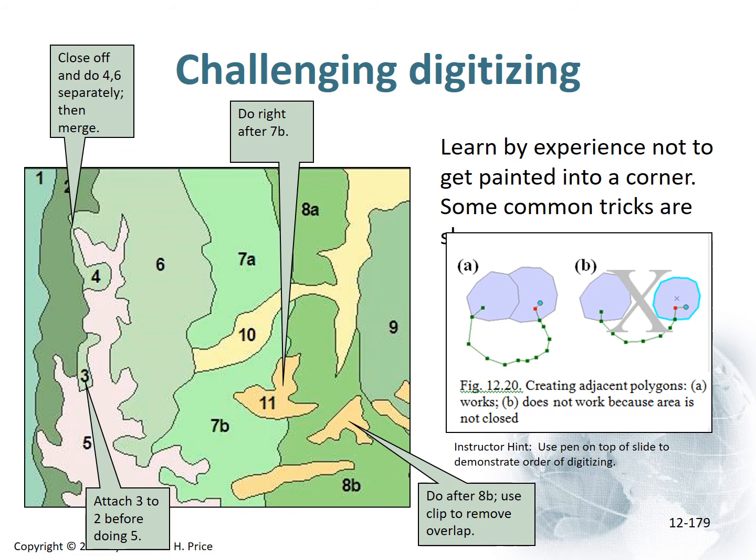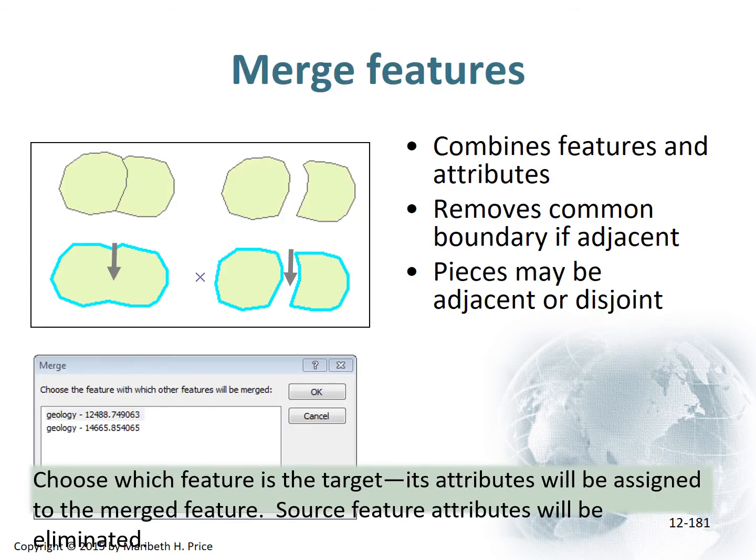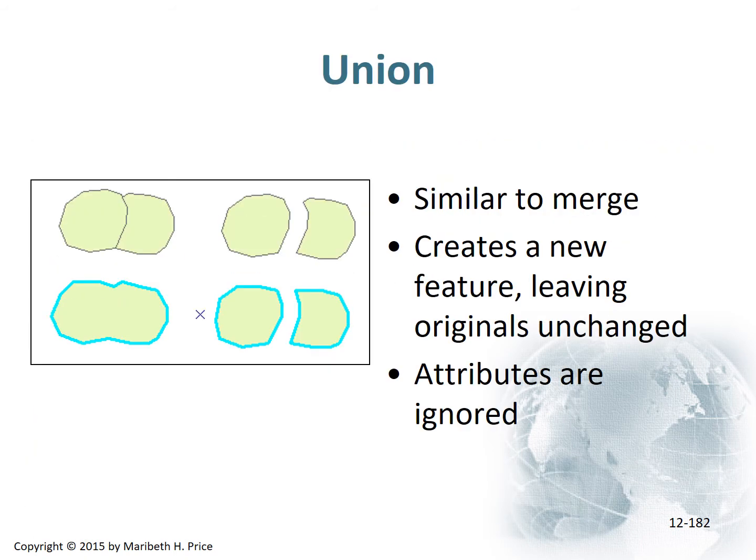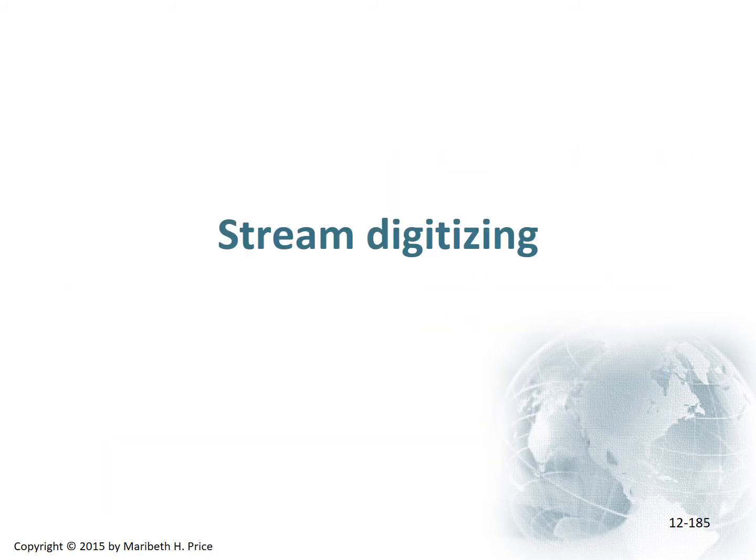More examples and such. Combining and buffering features. This is what merge can do. This is what union can do. This is what intersection can do. This is what buffering looks like.